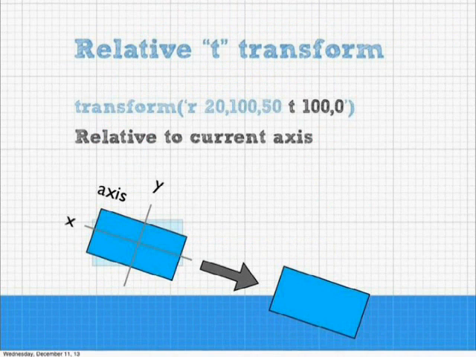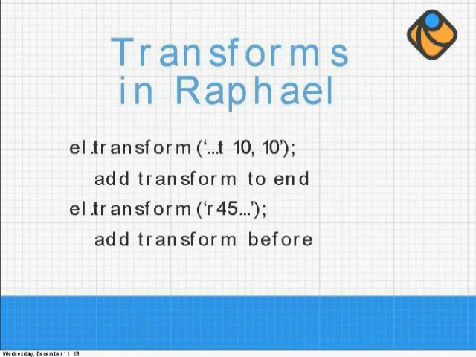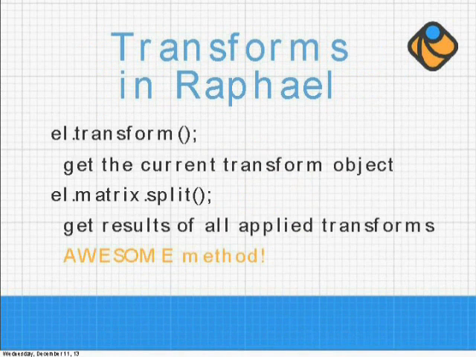You can take a look at that, using Raphael absolute versus relative transforms. It just saved me a ton of headache. So it's on my CodePen. You can take a look at that. Raphael also has more utilities. The matrix split is more advanced stuff working with transforms.